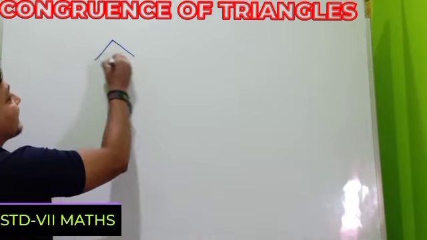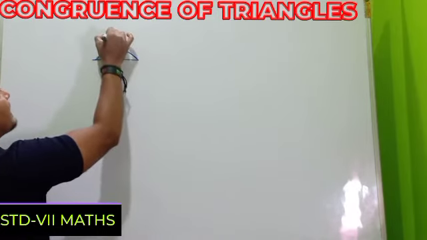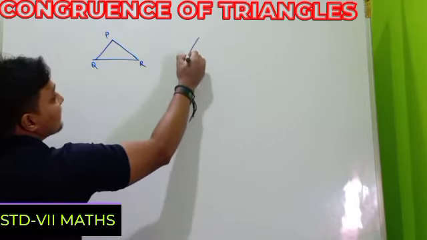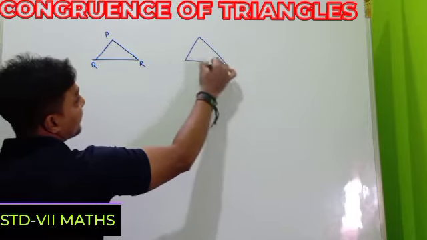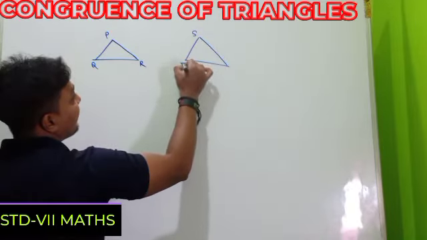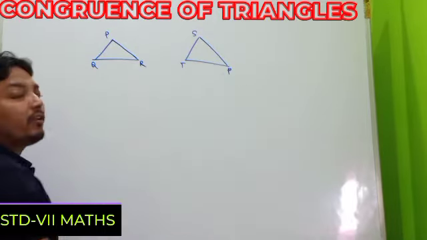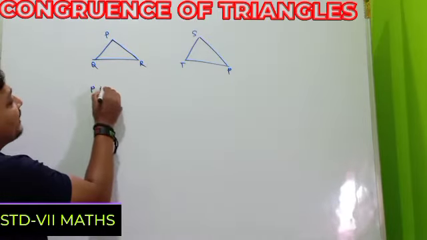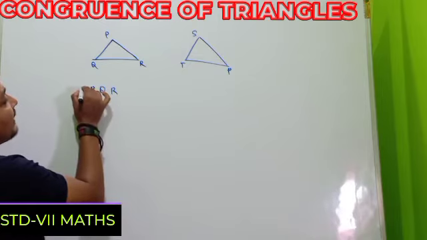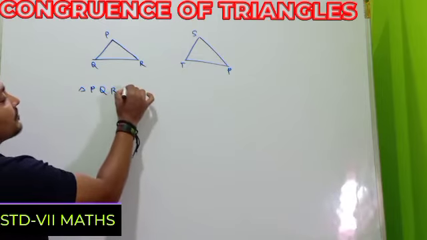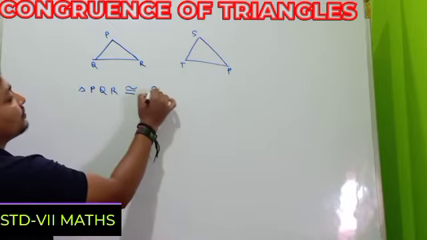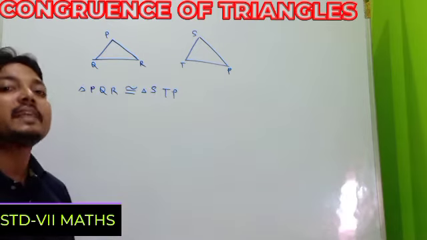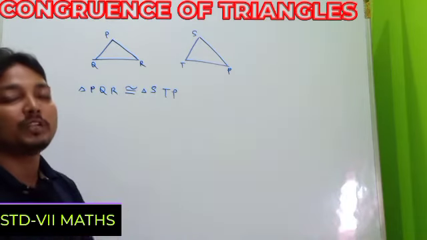Here one triangle is given. Suppose the name of the triangle is PQR, and here it is STP. The question will come just like this. Suppose one is saying that triangle PQR is congruent to triangle STP. Then after, say which measures are matching with which one.